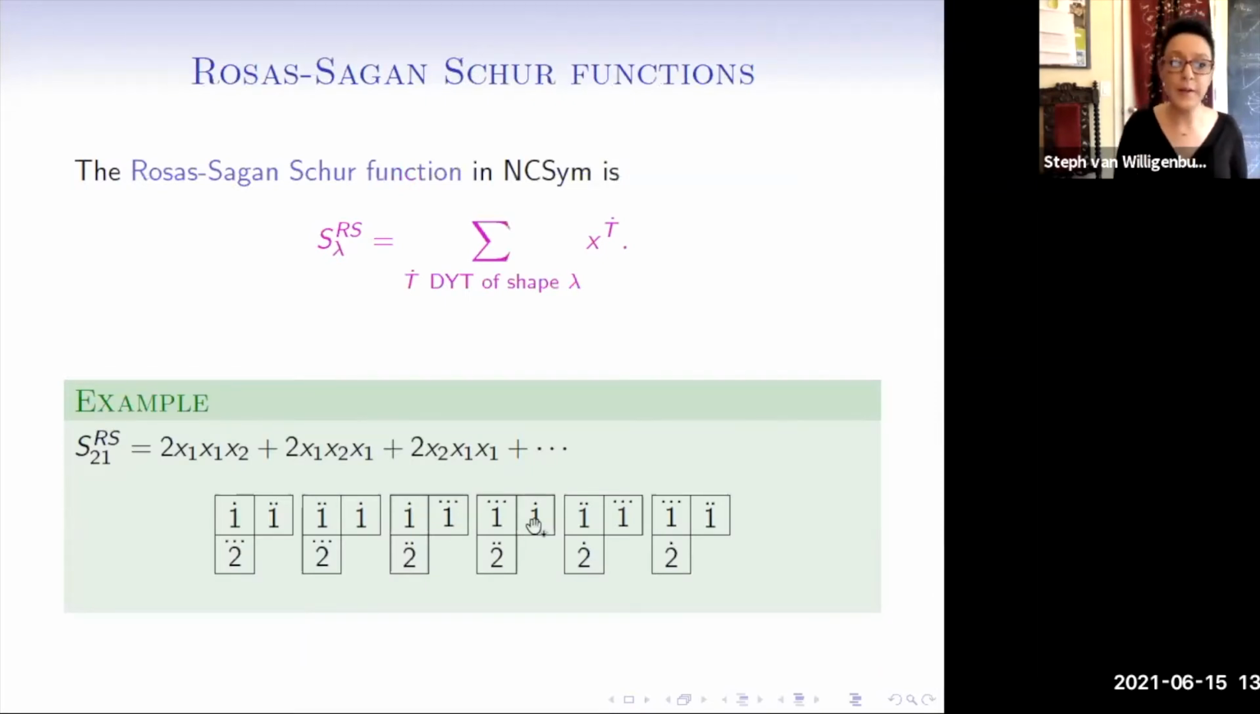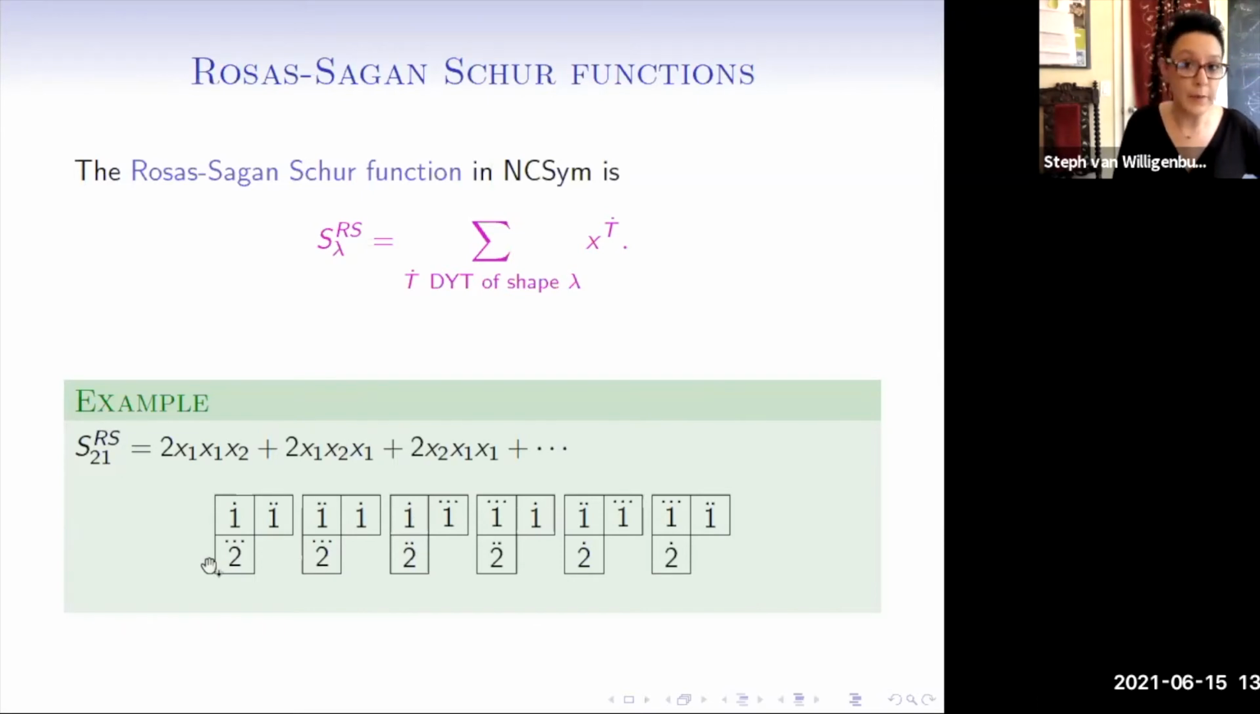Then with this in mind, we can define the Rosa-Sagan-Schur functions as follows. What you're going to do is take all dotted Young tableaux of shape lambda, make the monomial corresponding to each, and then add them all up. So if we wanted to make the Rosa-Sagan-Schur function S21, we need to make all the dotted Young tableaux of shape 2, 1. Here are all of them down here that have two 1s and one 2.